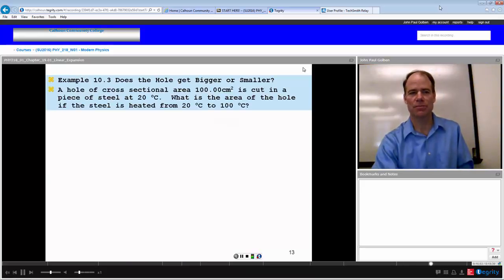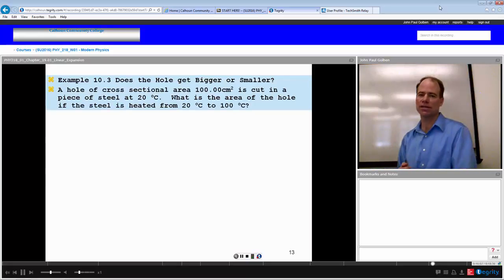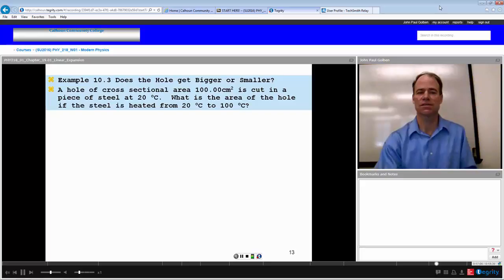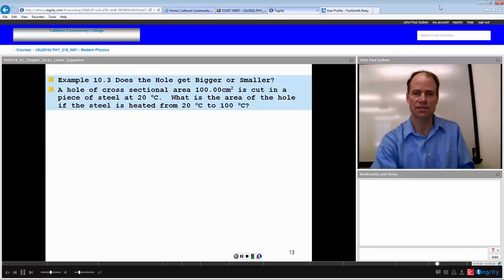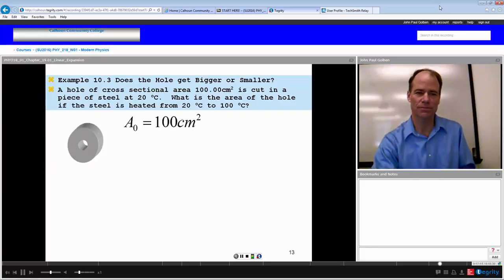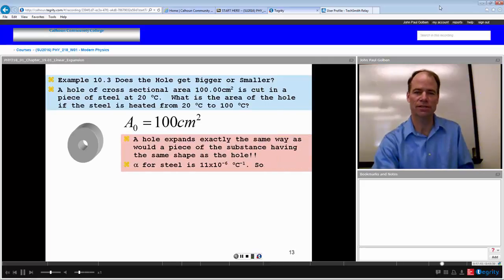So let's try an example. Does this hole get any bigger or smaller? A hole of cross-section area, 100 square centimeters, is cut into a piece of steel at 20 degrees Celsius. What is the area of the hole if the steel is heated from 20 degrees Celsius to 100 degrees Celsius? So we're going to have a temperature change of 80 degrees. So here's the hole. Original area 100 square centimeters.